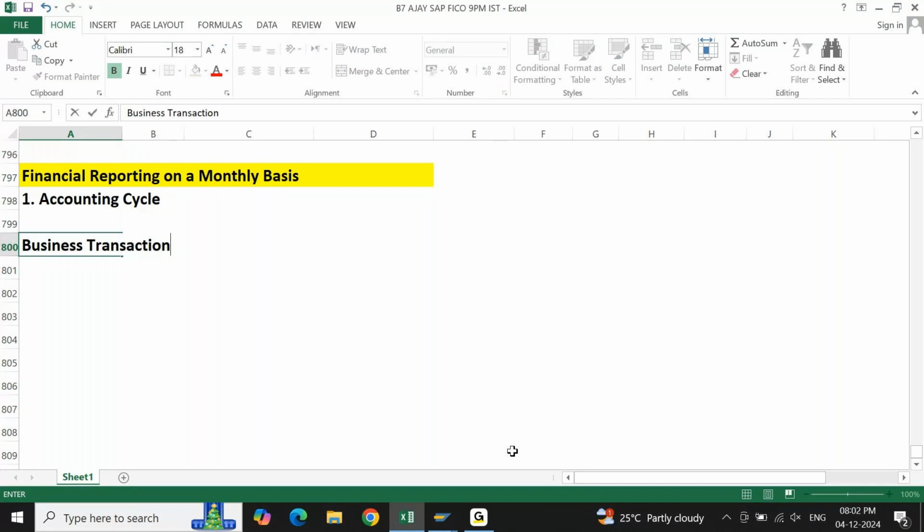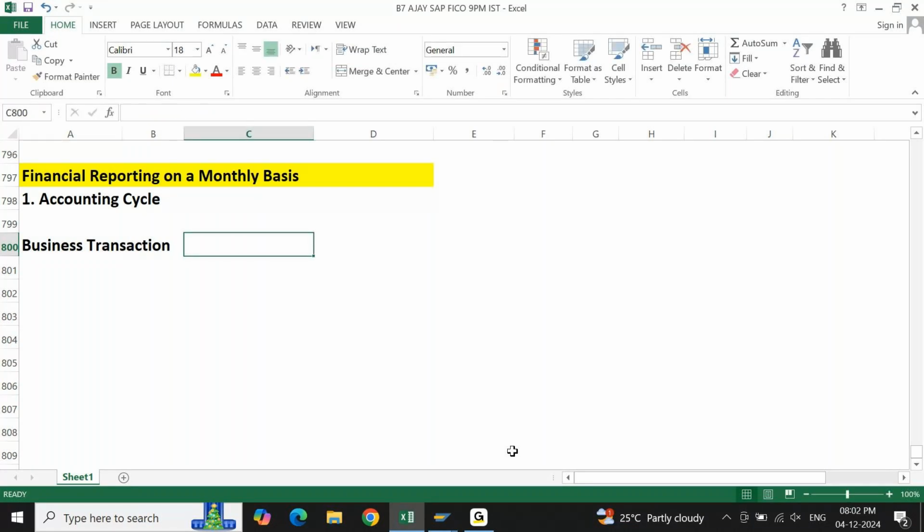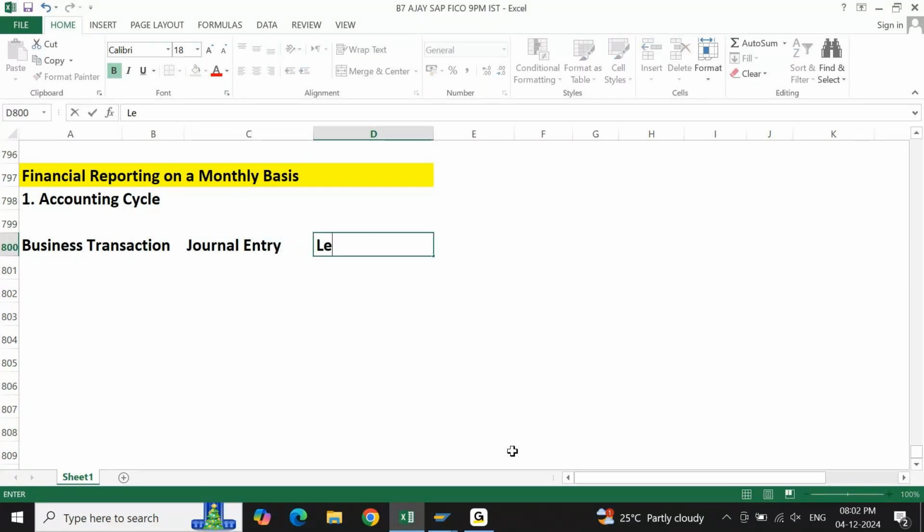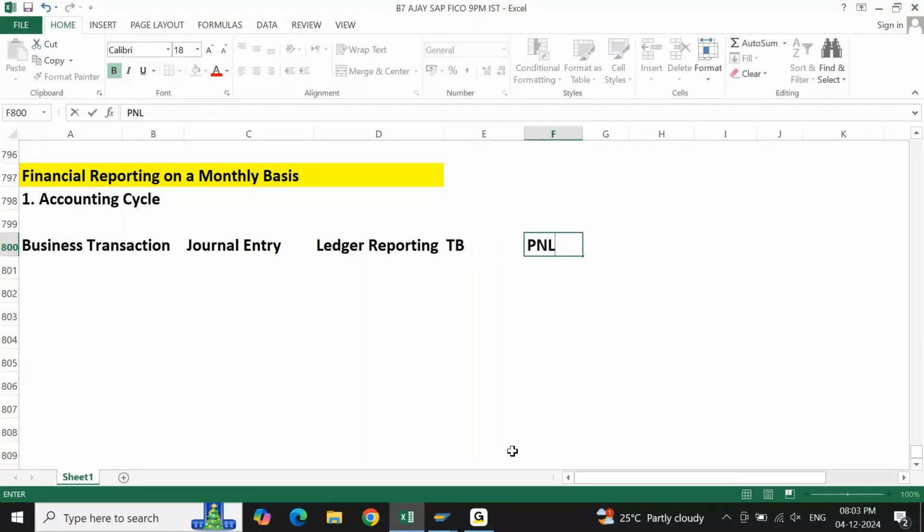You will have a business transaction first. Based on the business transaction, what will happen? Journal entry. Based on the journal entry, ledger posting. Based on the ledger, ledger reporting. Based on the ledger, trial balance. Based on the trial balance, profit and loss account, P&L. Based on that, balance sheet.